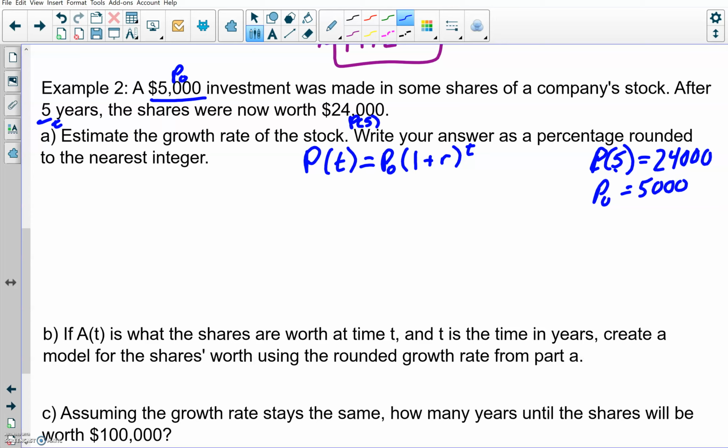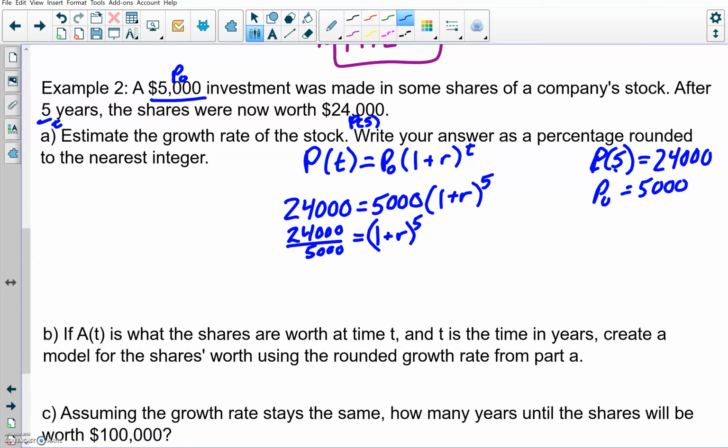But I do have a t. I have something for the left side. I'm just going to go ahead and write that in. I've got the 5,000, and then I can just do 1 plus r raised to the 5th power. So you're trying to solve for r, and r is inside this parentheses. So I'm going to get it alone first by dividing both sides by 5,000. And when you do that, you're going to get 1 plus r to the 5th power. And you can reduce this 24,000 over 5,000 to be 4.8.